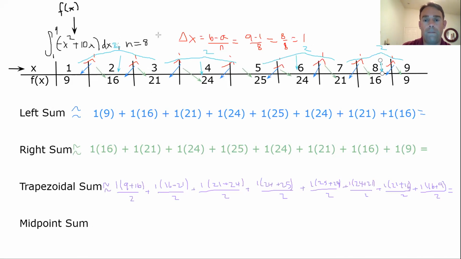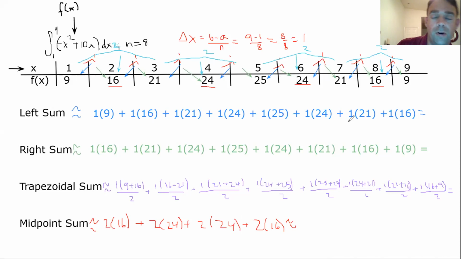So my midpoint sum is going to be 2 times 16 plus 2 times 24 plus 2 times 24 again plus 2 times 16. And that gives us a different type of approximation as I use the numbers that were actually in the middle of those larger partitions. And again, if you notice, the midpoint sum always has half the number of partitions as the left, right, and trapezoidal.